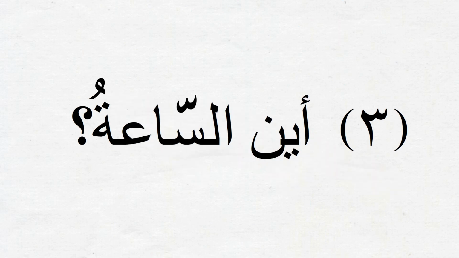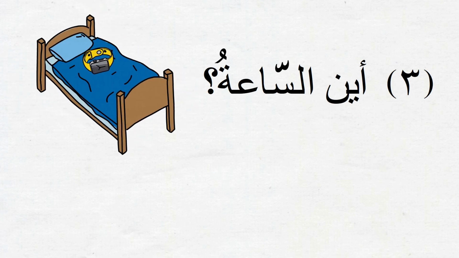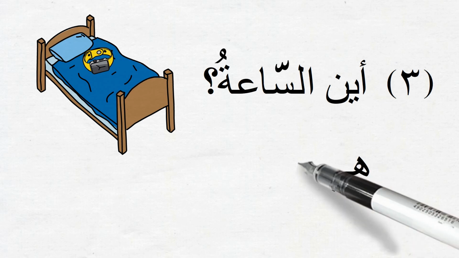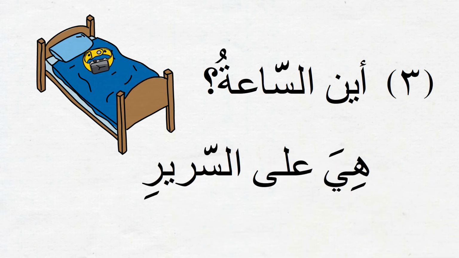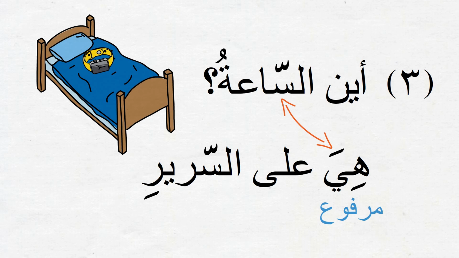The third question. Ayna as-sa'atu? Where is the watch? Should we say huwa or hiya in our answer? Hiya, because as-sa'atu is mu'annath ism. So we say hiya ala as-sariri. It is on the bed. The ضمير here is the marfu' ism. It is replacing الساعة. Was it معرفة or nakira? Definite or indefinite? It is definite. معرفة. Because we already know هي is referring to الساعة. على is حرف جر and السرير is مجرور and معرفة اسم.